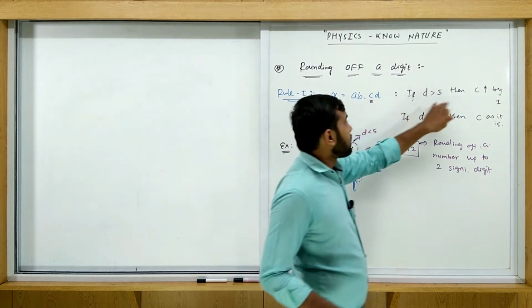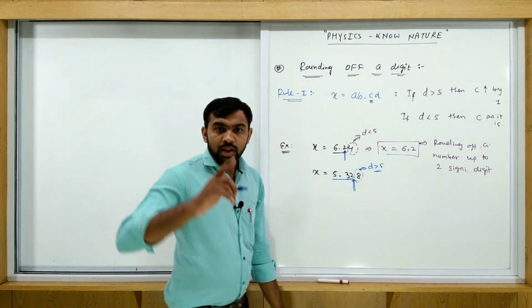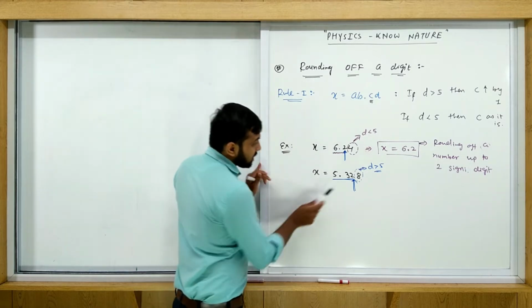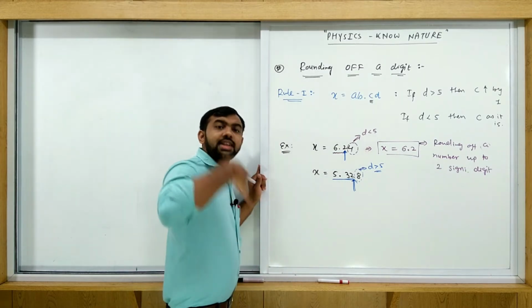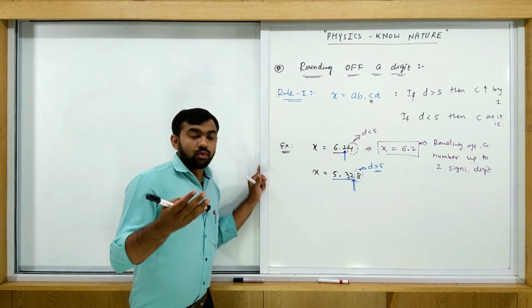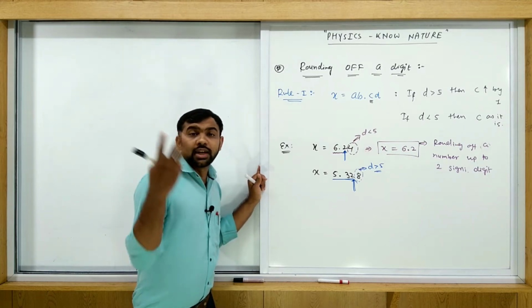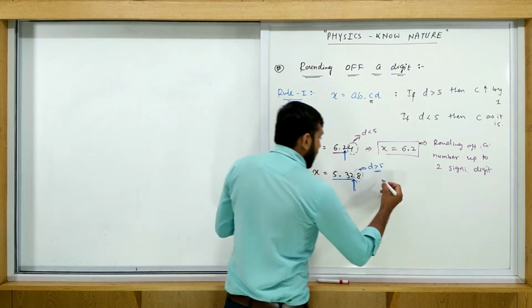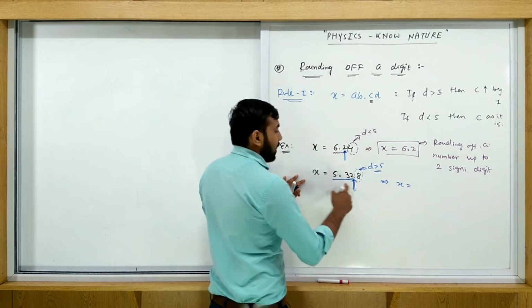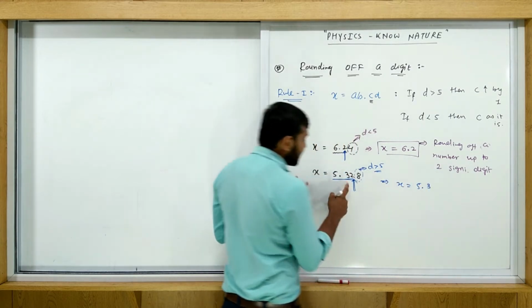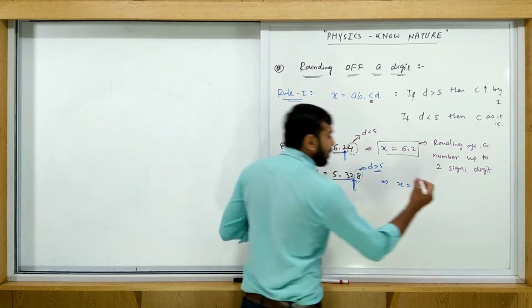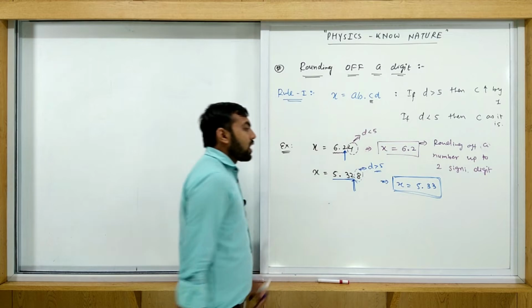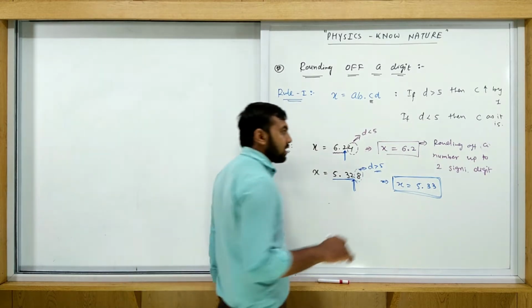If it is greater than 5, C is increased by 1. What is the C here? 2. So 2 is increased by 1. So what is the value if you add 1 to the 2? The answer is 3. Then our answer is simply x is equal to 5.3. Now 2 is increased by 1, so here we are rounding off a number up to 3 significant digits.